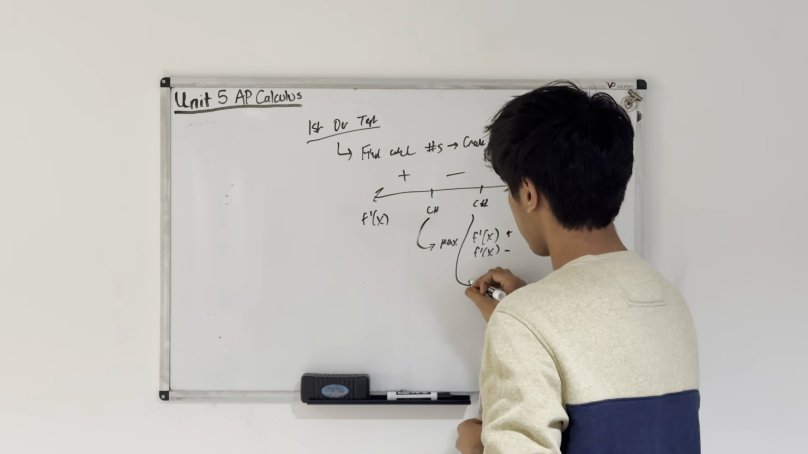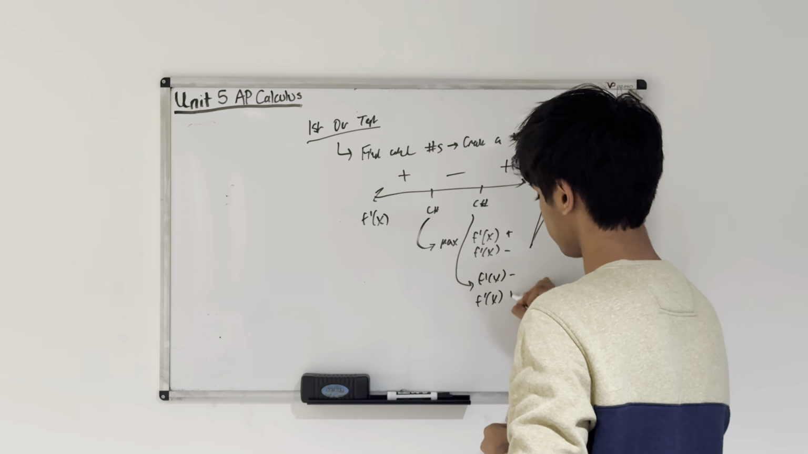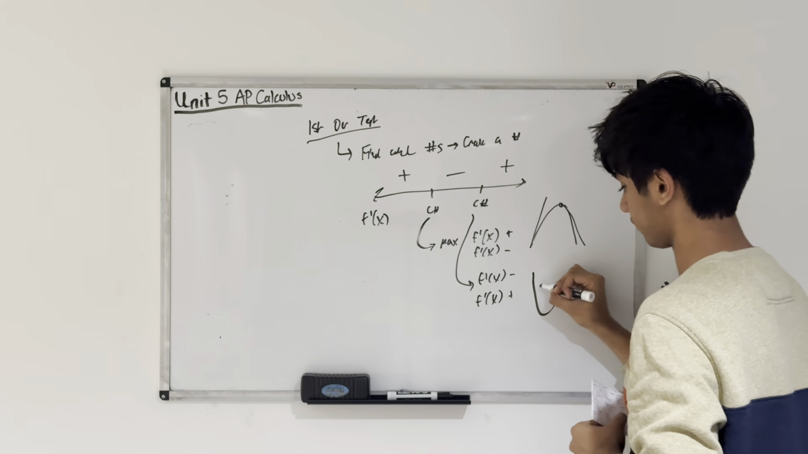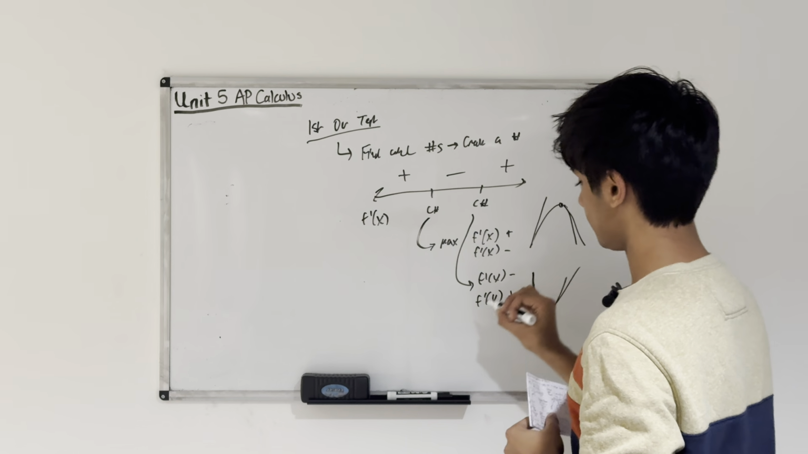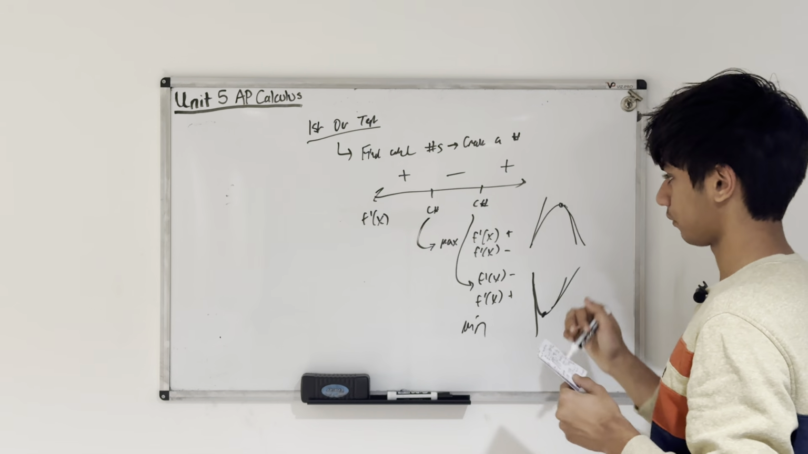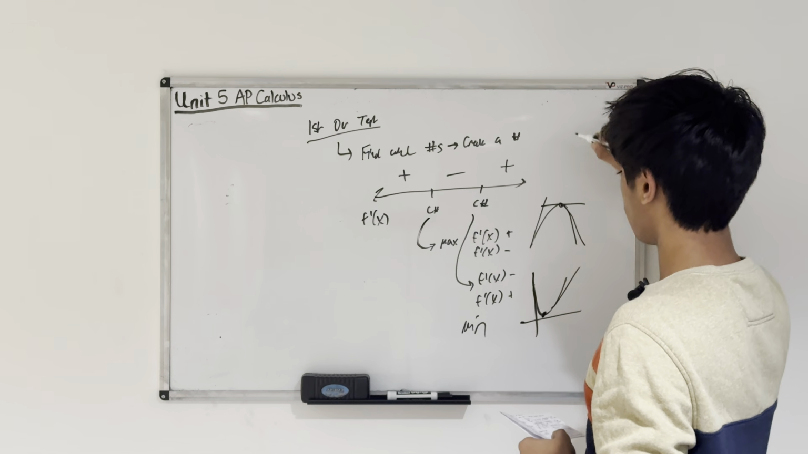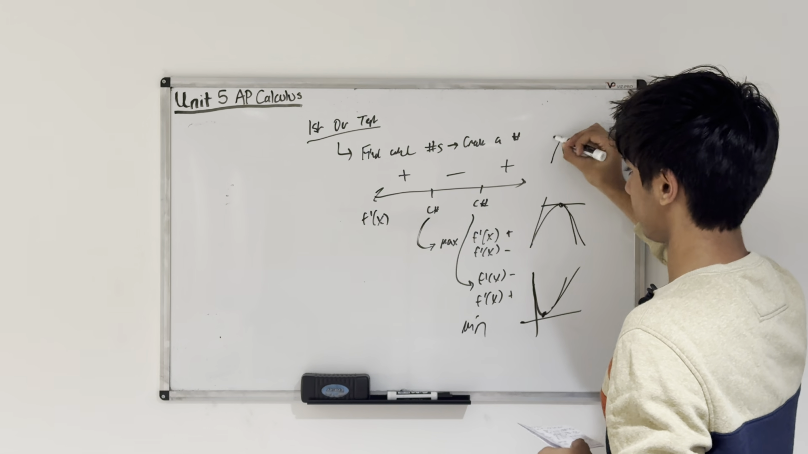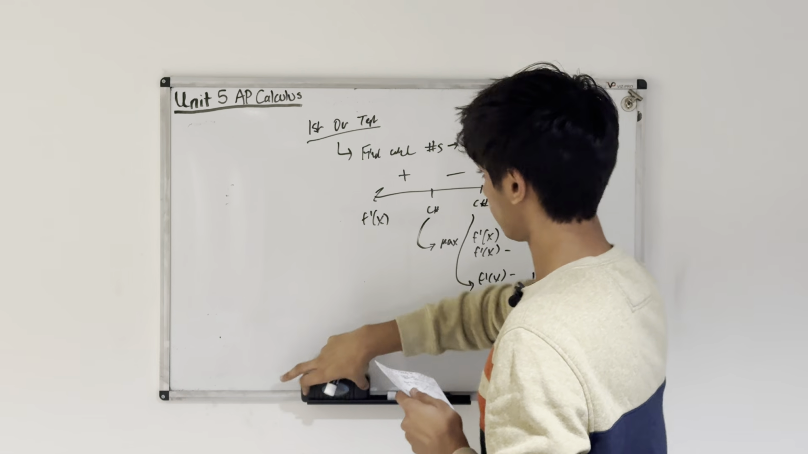Vice versa, if f prime of x is negative, then f prime of x is positive, which would look something like this, right? We have a negative and a positive, then it's a minimum. And again, this only happens at critical numbers, so f prime of c has to equal 0, or f prime of c has to be undefined, like so. Okay, and that's the first derivative test.